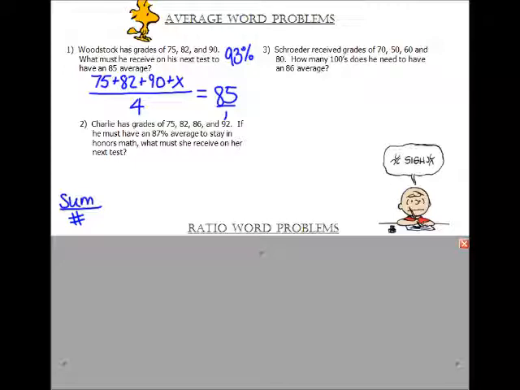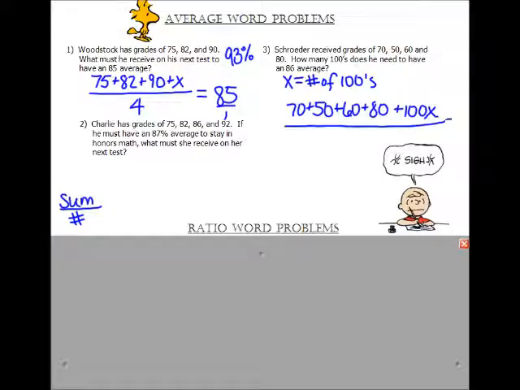Number 3 is a little bit different, but remember that you need some number of 100s. How many 100s does he need? Let x equal the number of 100s. He has a 70, a 50, a 60, and an 80, and he needs some number of 100s to get an 86. Well, how many things did I add up? I added 4 tests plus that number of things. And then you would need to solve that equation.